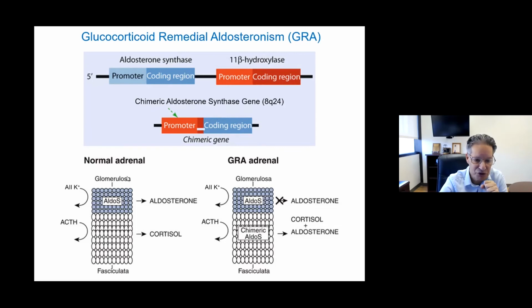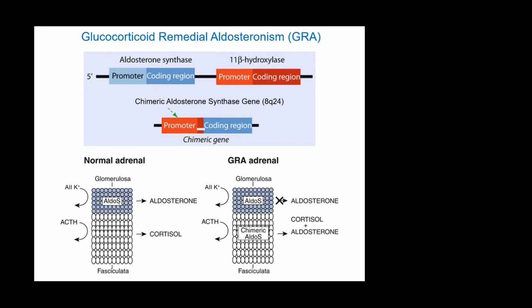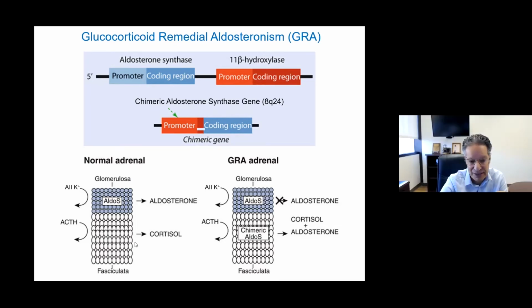Now, this is the normal adrenal gland. And remember, there are actually three anatomical regions. The outermost region is the zona glomerulosa. That's where the mineralocorticoids are made, such as aldosterone. The zona fasciculata is where the cortisol is made. And not shown here below is the zona reticularis, where the sex steroids are made.